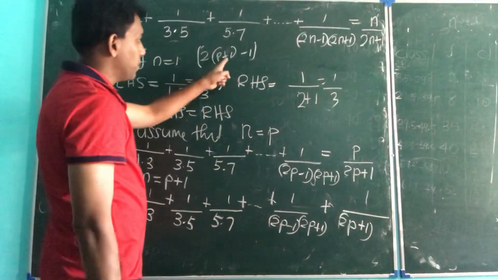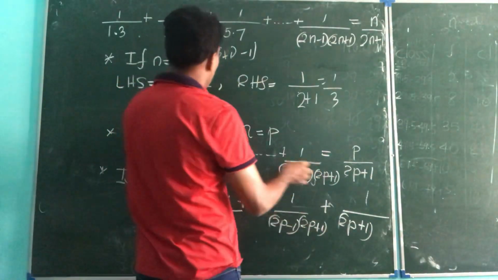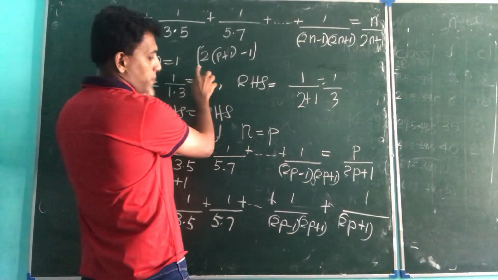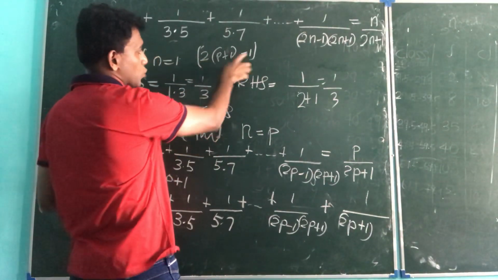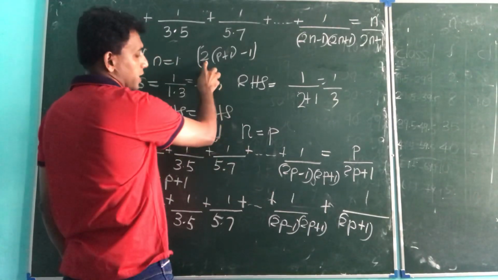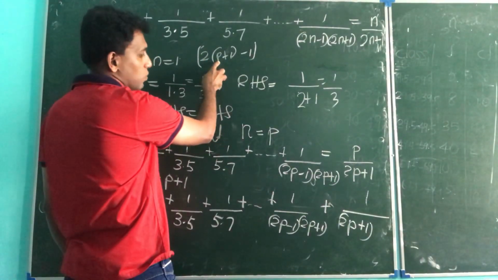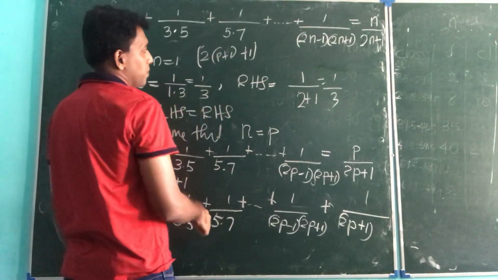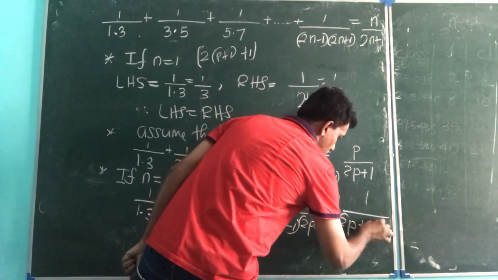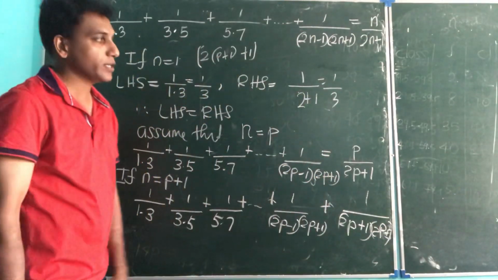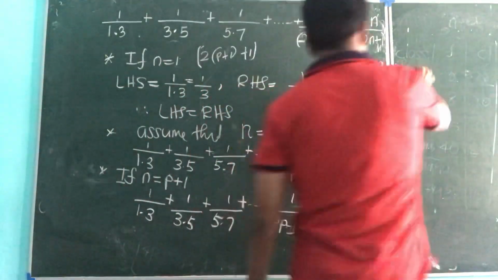So 2p plus 2, that's 1. And well, the next one, therefore, 2p plus 2 minus 1 plus 1. Next one, 2 times (p plus 1) plus 1: 2p plus 3, no? 2p plus 3, right?